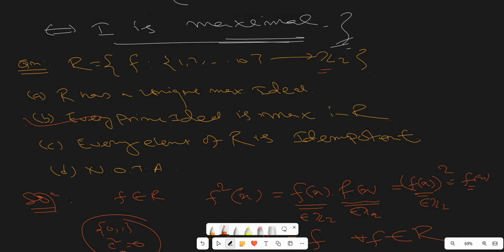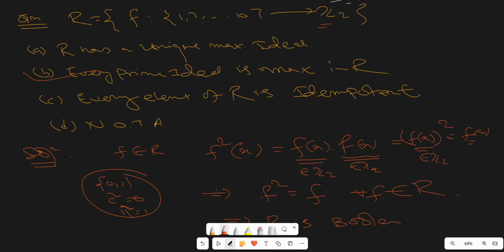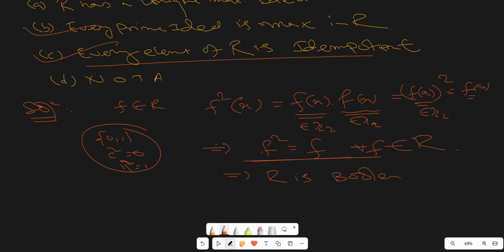What about the first and third? Every element of R is an idempotent element of R. This is also true, because f square equals f for every element f. So this is also true.